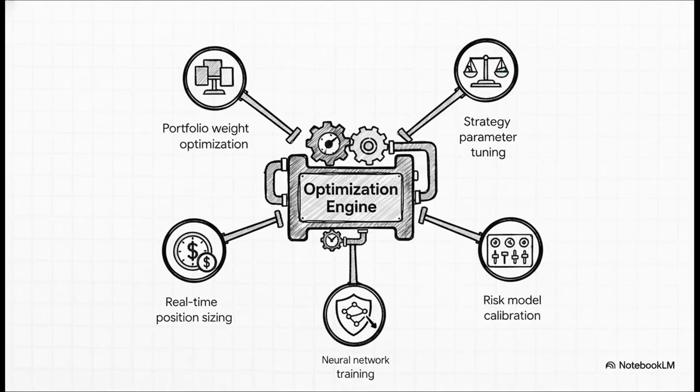And look, this is not just some abstract mathematical puzzle. As you can see here, optimization is the engine running under the hood of pretty much all of modern quantitative trading. It's how we figure out how much to invest in each stock. It's how we tune our trading signals, how we train those complex machine learning models, and even how we adjust our positions on the fly, in real time. Getting this right is absolutely fundamental to making any strategy actually work in the real world.